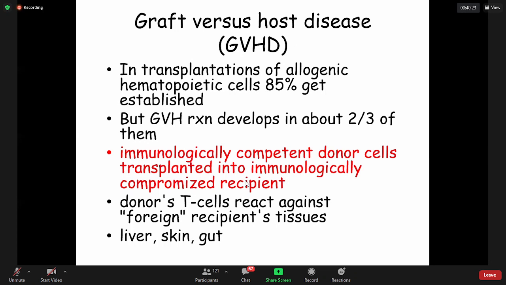One key problem with bone marrow transplants is called graft versus host disease, where the graft is immunologically competent and is given to an immunologically compromised recipient. Basically, the donor cells are more powerful than the recipient cells, and they therefore end up destroying them. That is what we call graft versus host disease. It is common in bone marrow transplants.